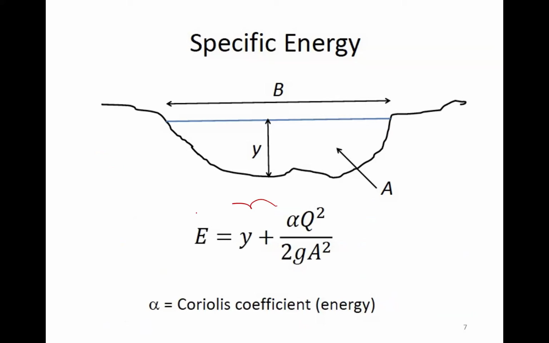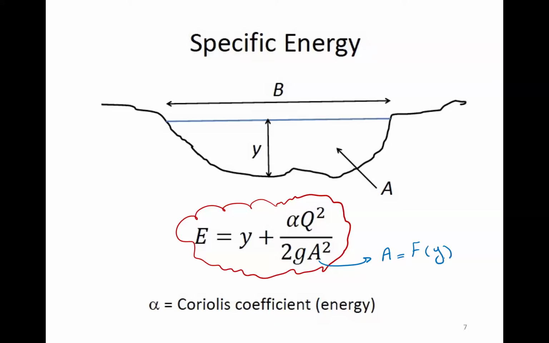So our specific energy equation will look like this. The only difference that we've added is the correction for velocity. In here, A is area, and keep in mind, it is a function of depth. It depends on depth, obviously. And we have a correction for velocity. We call it the Coriolis coefficient or velocity correction coefficient, alpha.